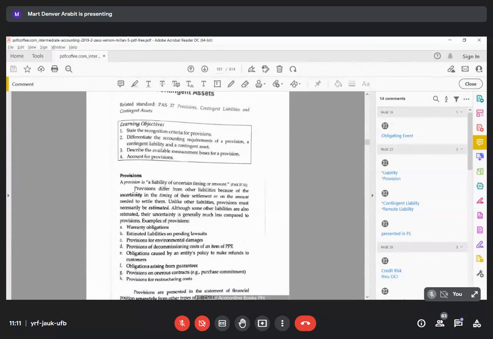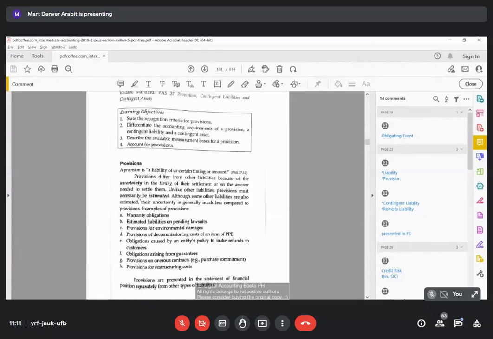Okay? So, ito yung mga examples ng provision. Warranties, estimated liabilities on lawsuits. So, ito yung dismantling natin, decommissioning, and obligation caused by an entity's policy to make refunds to customers. So, usually connected tong dalawang to, obligations, warranty, and refunds. Obligation arising from guarantees, so in case of defaults, provisions on onerous contract, purchase commitments, example niya yan, and provision for restructuring costs. So, ito yung usually included dito yung reorganizations natin, in case na mag-close or magbebenta ng business segment si company.